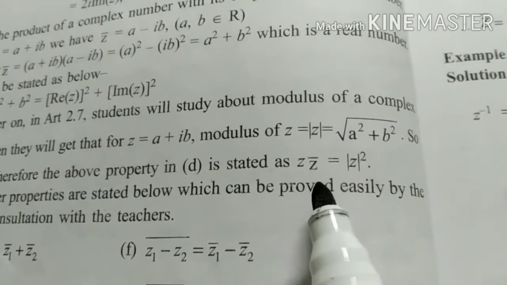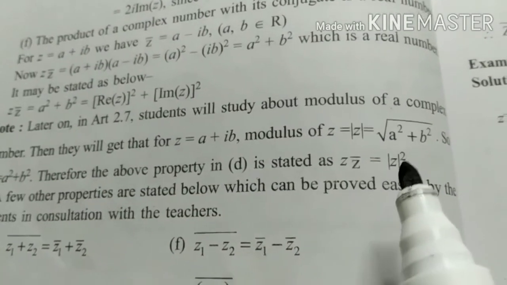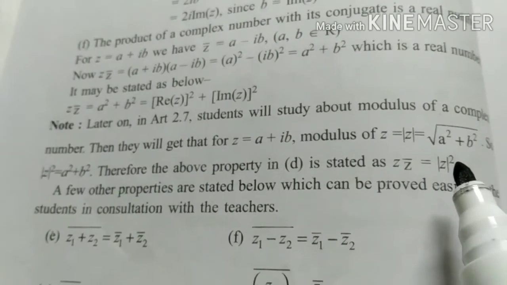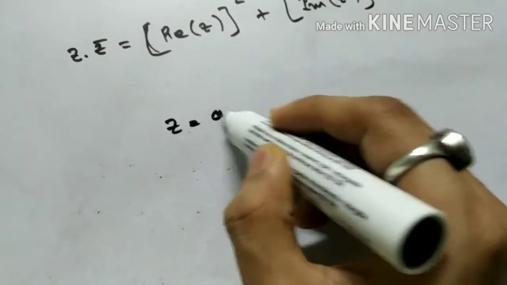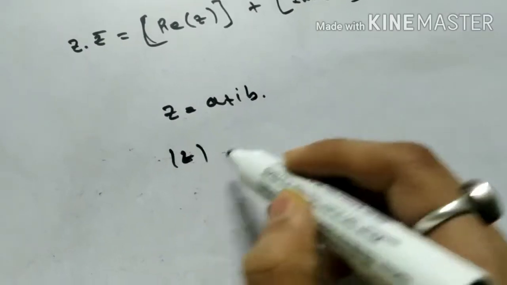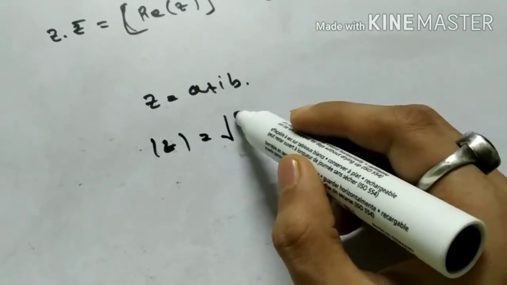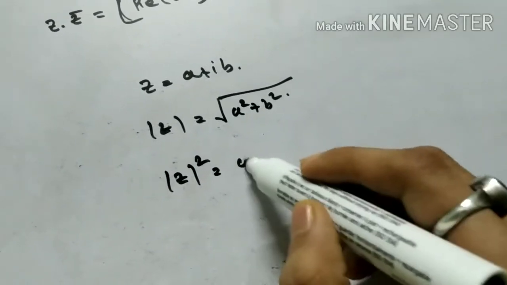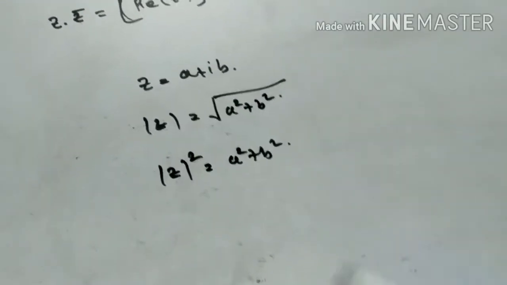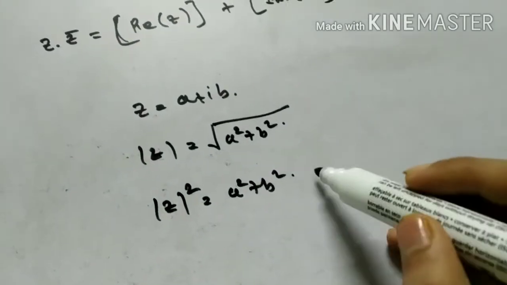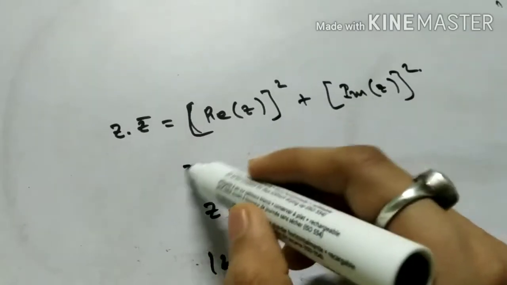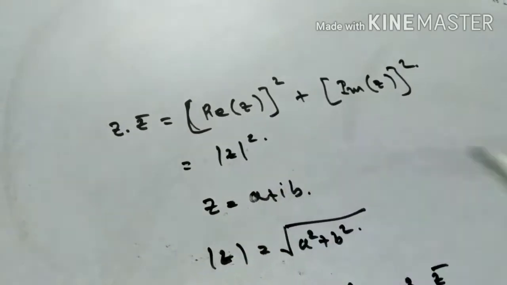And next, one thing it is saying here: this Z into Z bar, you can also write as modulus Z the whole square. Because let's say Z is equal to A plus iB, then modulus of Z becomes root over A square plus B square. So modulus Z the whole square becomes A square plus B square, which is equal to Z into Z bar.